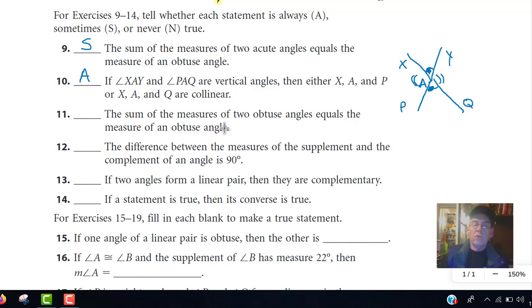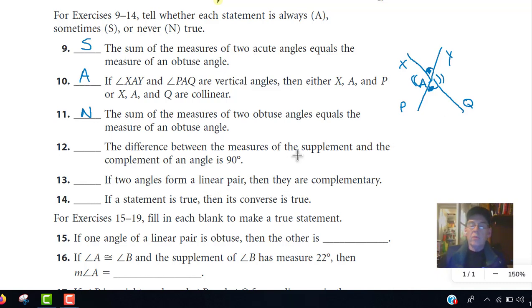The sum of the measures of two obtuse angles equals the measure of an obtuse angle. That's gonna be a never. An obtuse angle is bigger than 90. So let's say 91 degrees. If you had two 91s, you're at 182, which isn't considered an obtuse angle. An obtuse angle goes between 90 and 180. So you can actually add those together and be outside the measure of what we would call an obtuse angle.